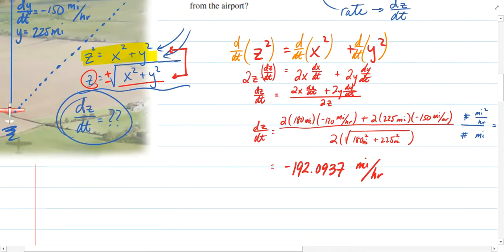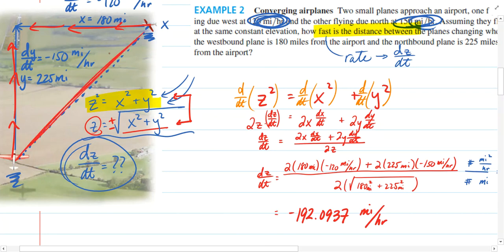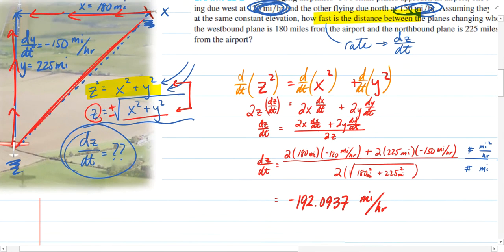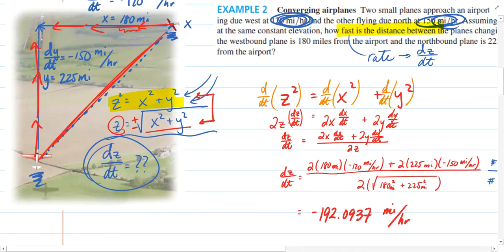And when we're thinking about the problem that we're encountering, what we're seeing is that as these airplanes get closer and closer to the airport, the rate at which their distance is changing at this particular moment is 192 miles per hour. So they're getting closer to one another at a rate of 192 miles per hour, even though one is flying at 180 and the other is flying at 225.